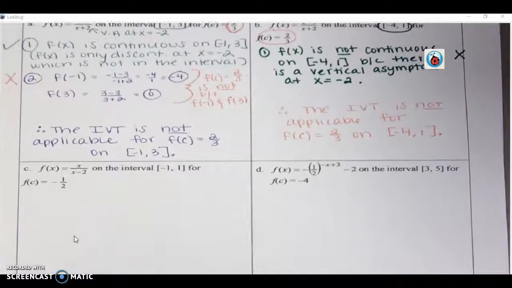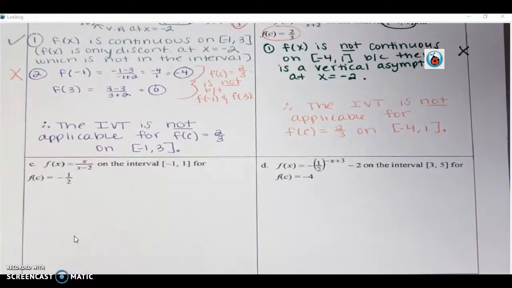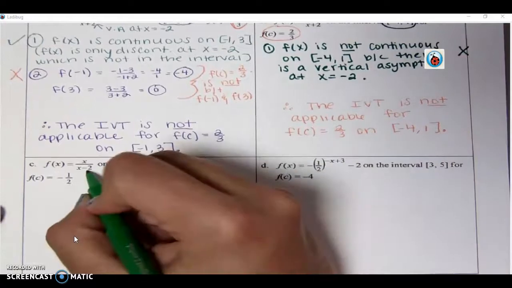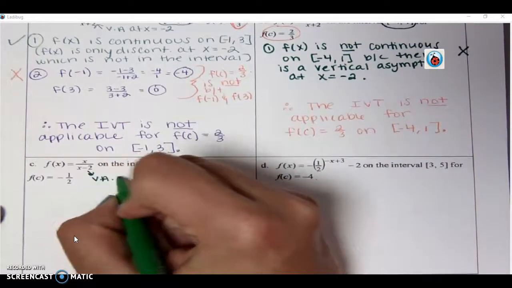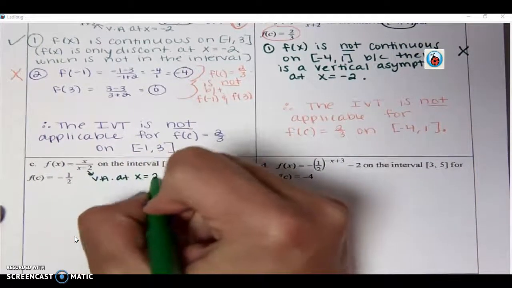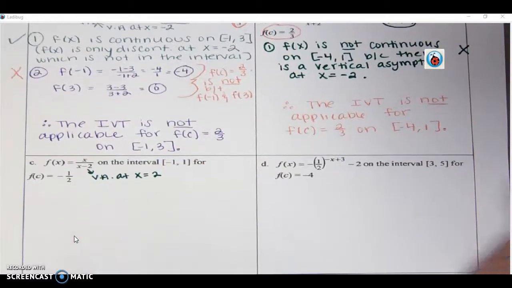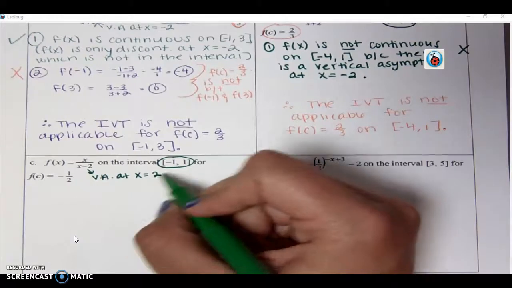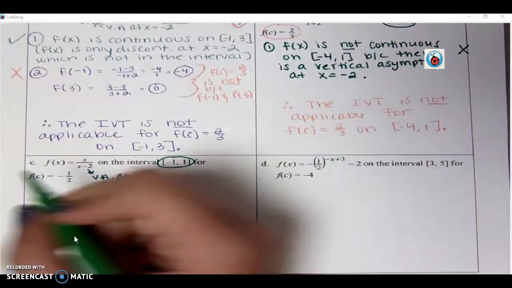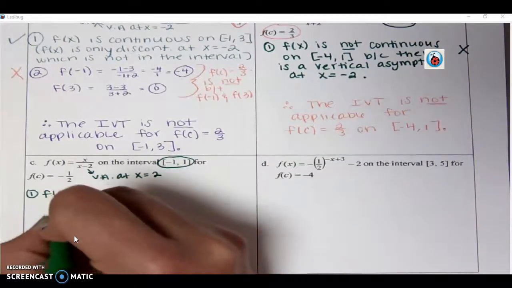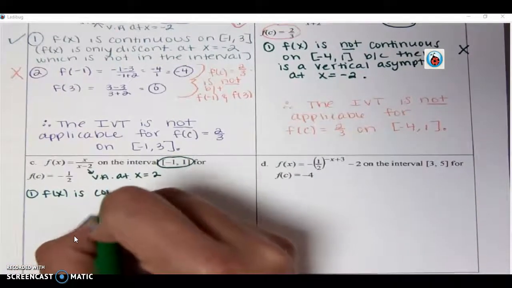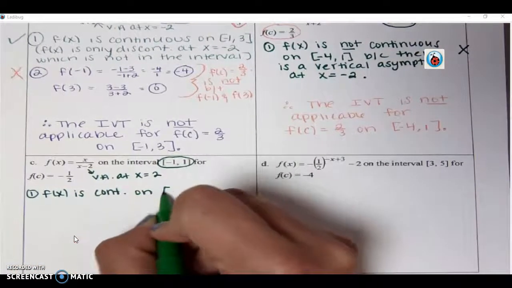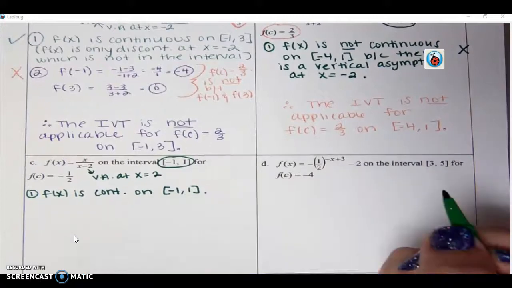Okay, so let's look at C. So we have another rational function. When you see these rational functions, you just need to be thinking vertical asymptote. So we have a vertical asymptote at x equals 2 this time. We're on the interval from -1 to 1. Well, is 2 in between -1 and 1? No, it's not. So we can say f of x is continuous on the interval from -1 to 1.